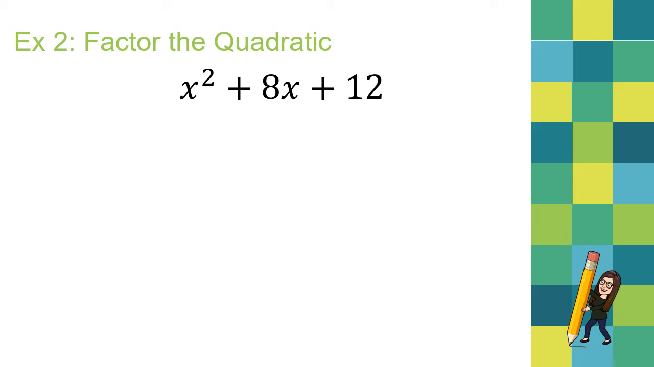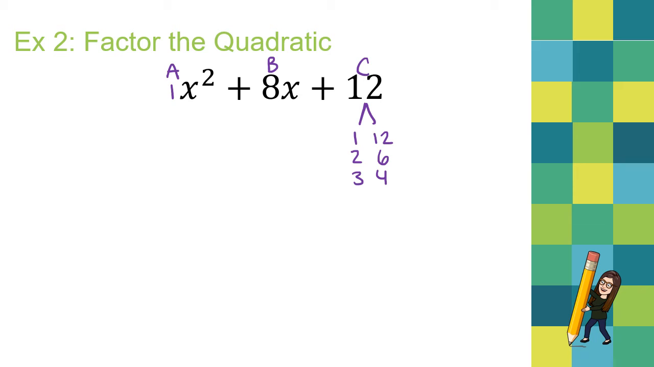All right, let's take a look at this one. Let's shorten up the process. Because the a value is 1, I won't have a GCF. And I have an x squared, an x, and a constant. So when you have that typical easy quadratic form, you won't have a GCF. Next, identify the factors of 12. I have 1 and 12, 2 and 6, 3 and 4.